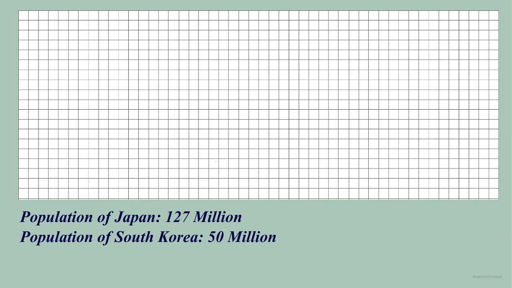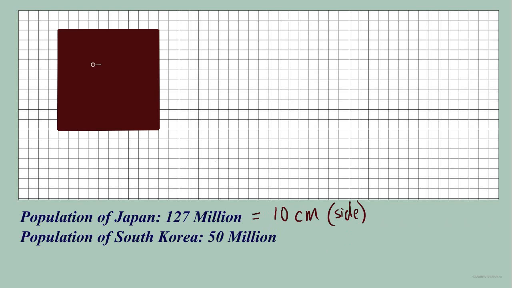We have to be more careful when we are using pictographs to show areas that are proportional to quantities, like the populations in this example. So for example, if I want to make a square whose area represents the population of Japan, and I'm going to make a side of the square be 10 centimeters. A square where each side equals 10 centimeters has an area of 10 times 10, 100 square centimeters.